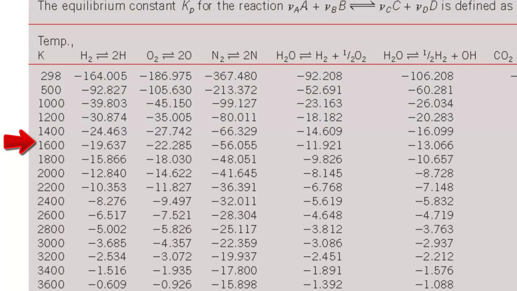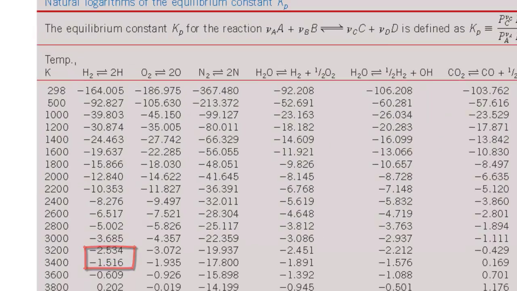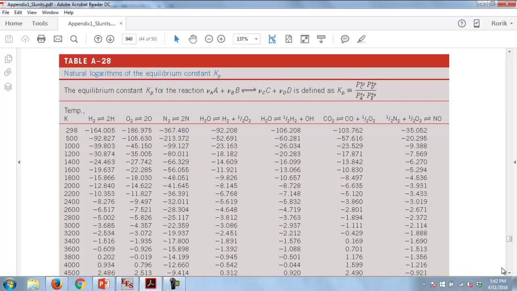So in this problem, where we're trying to find this at 3,200 Kelvin, we're going to go to 3,200 Kelvin, and then we're going to look across, and here's our value of minus 2.534. And note that these are giving natural log values. So the natural log of Kp is minus 2.534. So that's where you get it. Again, this is table A28.